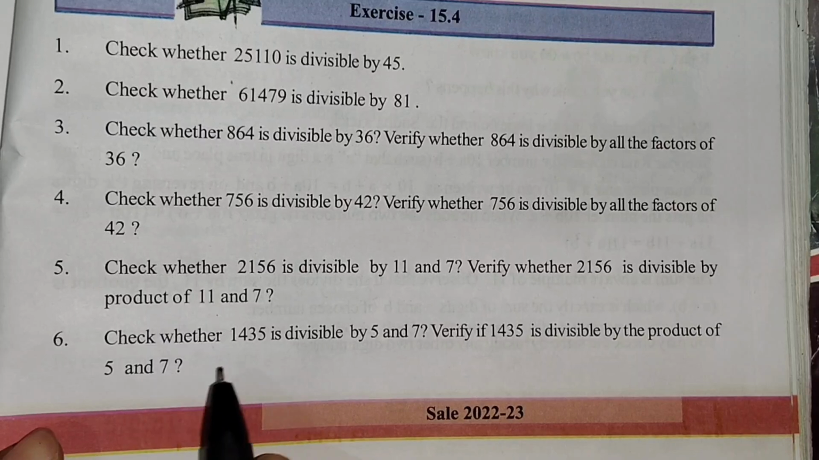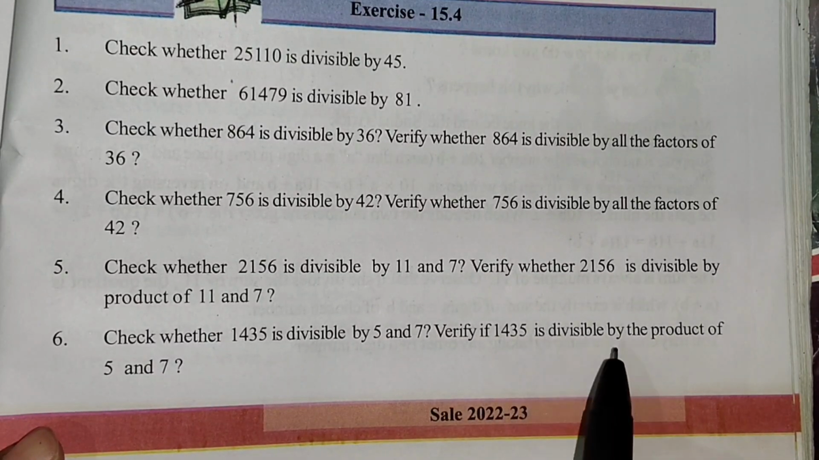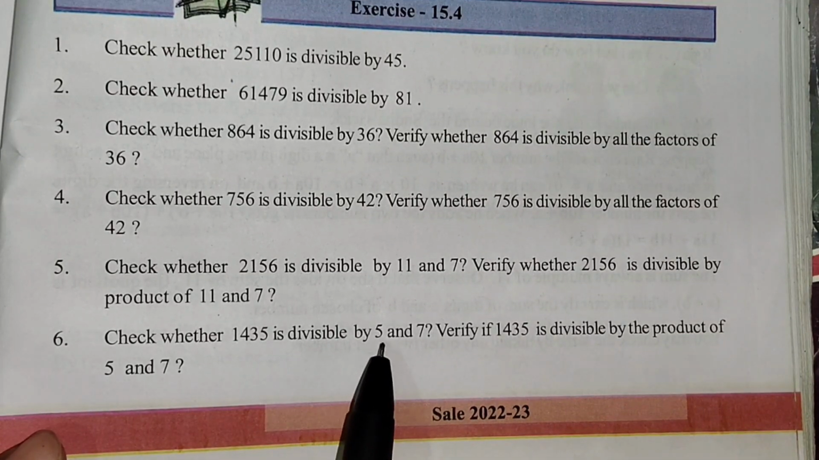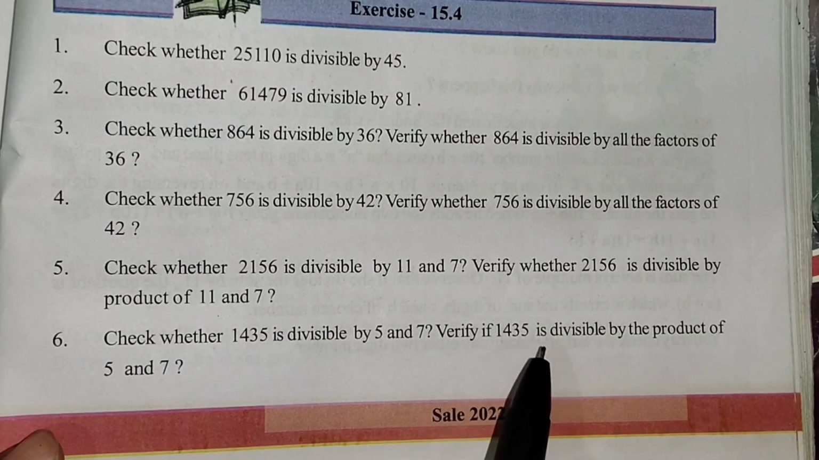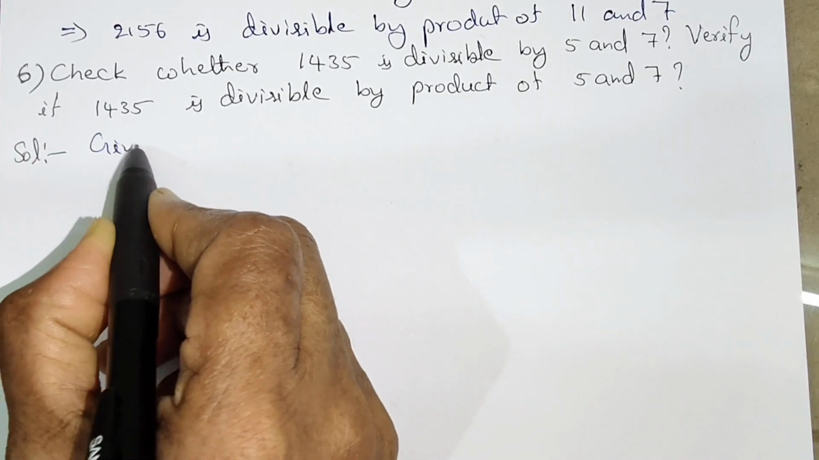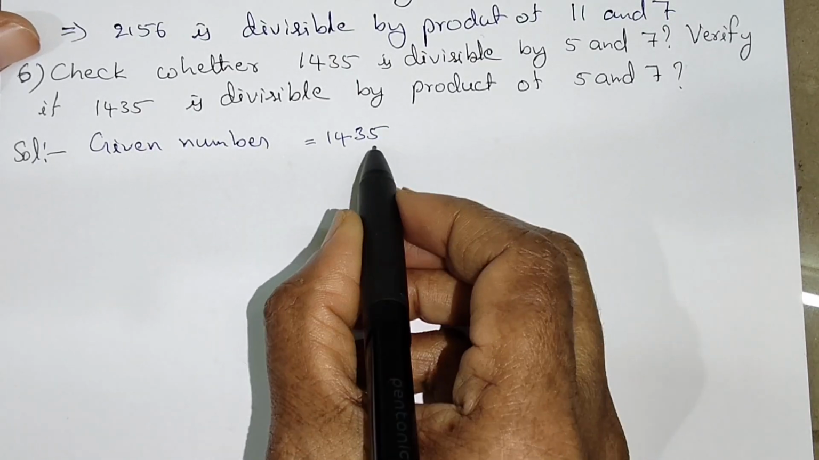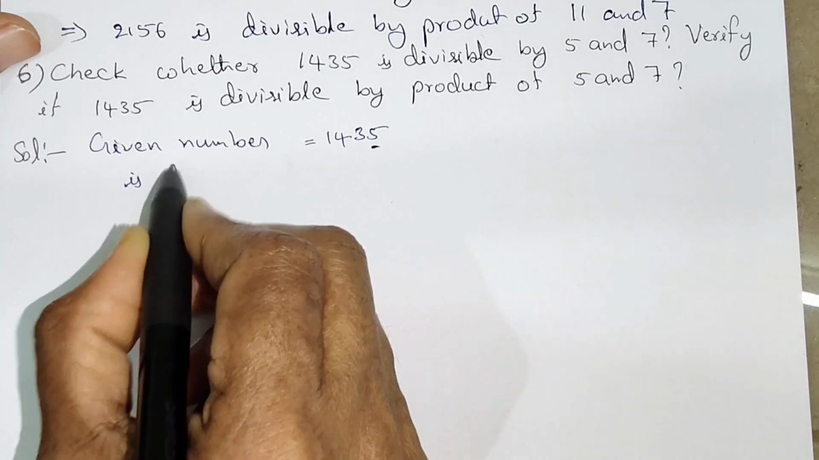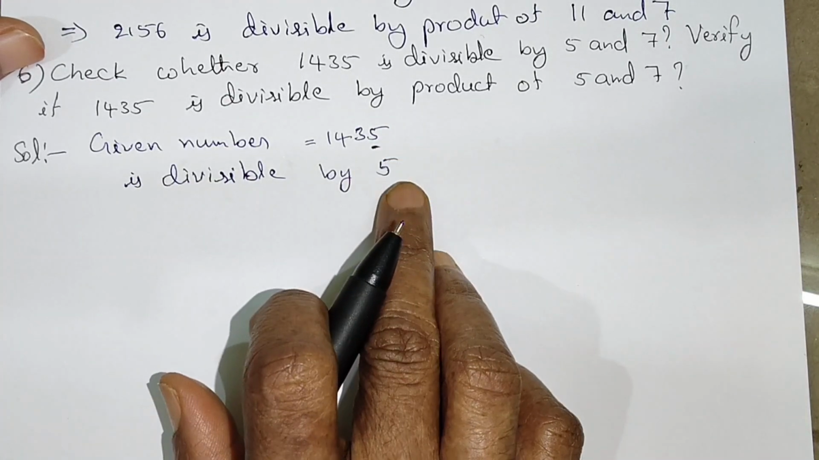Next, sixth question. Check whether 1435 is divisible by 5 and 7. Verify 1435 is divisible by the product of 5 and 7. First we check the divisibility rule by 5 and 7. If these two are divisible, automatically the product is also divisible. So the given number is 1435. Here the units place is 5, so it is divisible by 5.